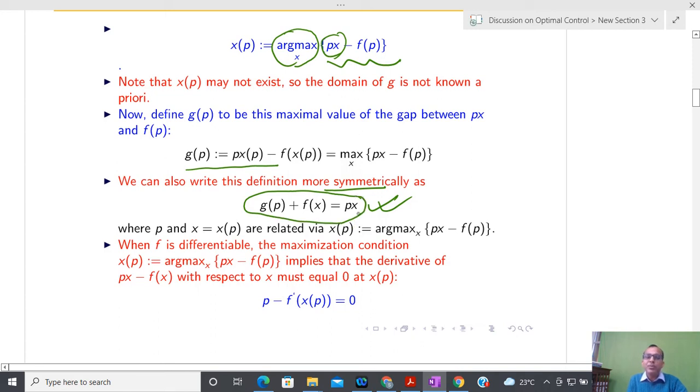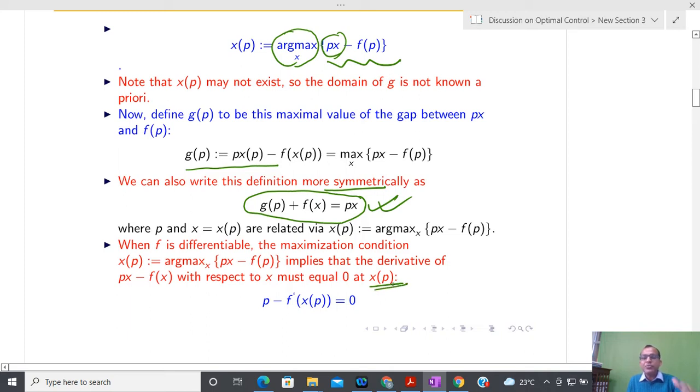It is possible to show that one can correlate this with Young's inequality. Several times we are going to use Young's inequality in control systems and several other places. Okay, so in this way what we are going to search for now is just to solve this equation. And now it is possible to show that when f is differentiable, then the maximization condition, that x_p equals argmax of p x minus f(x), implies that the derivative of this with respect to x must be 0 at this particular point.